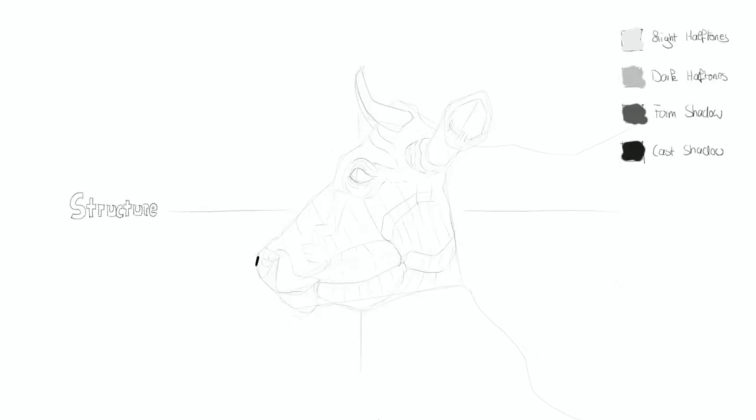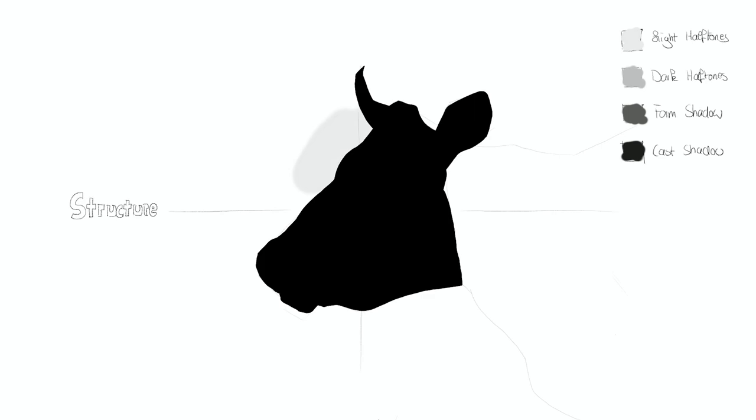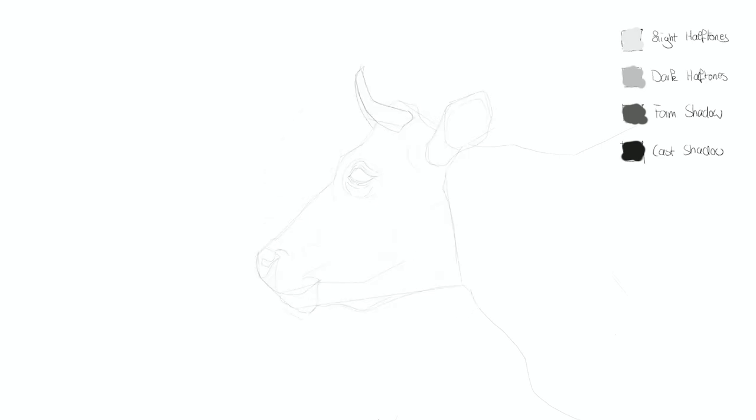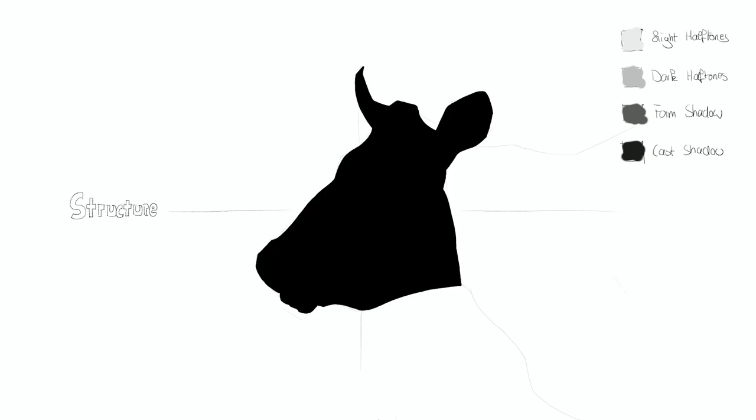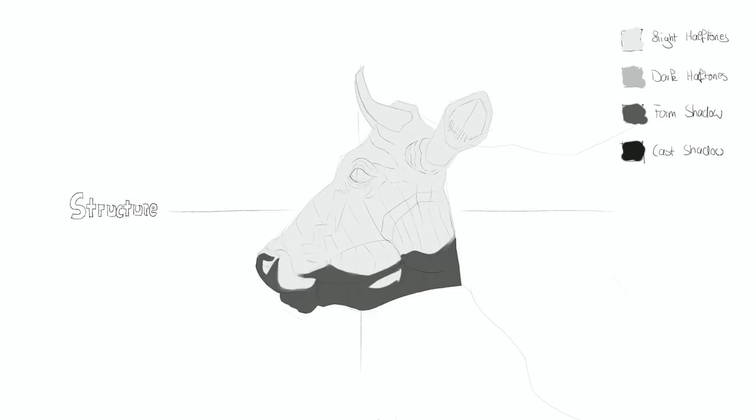Organizing your values in a value study is always really helpful and highly recommended, because the drawing or the shading process can get quite complicated. So many different forms and gradients, it's easy to lose the overview here.